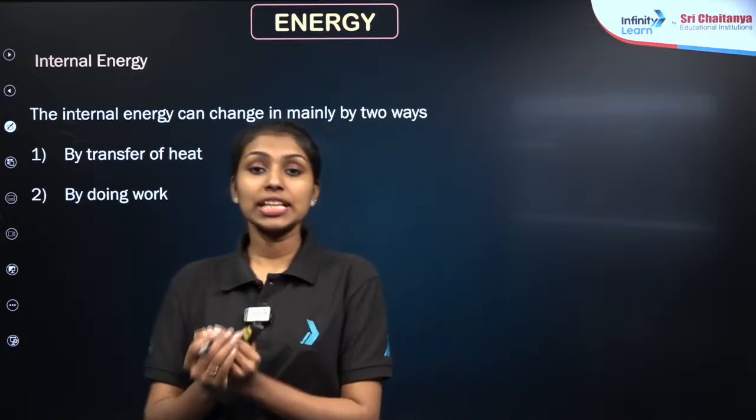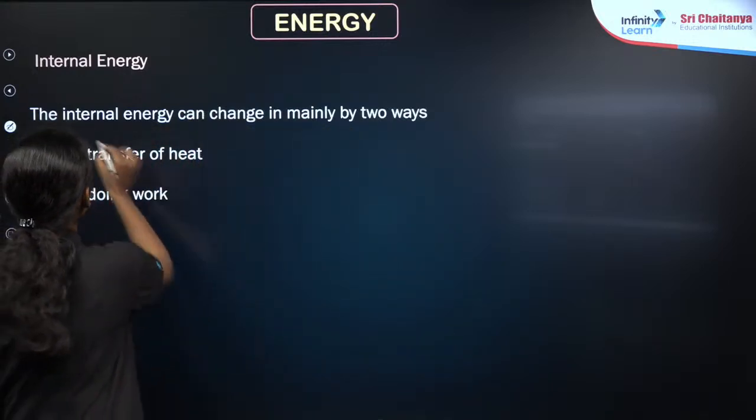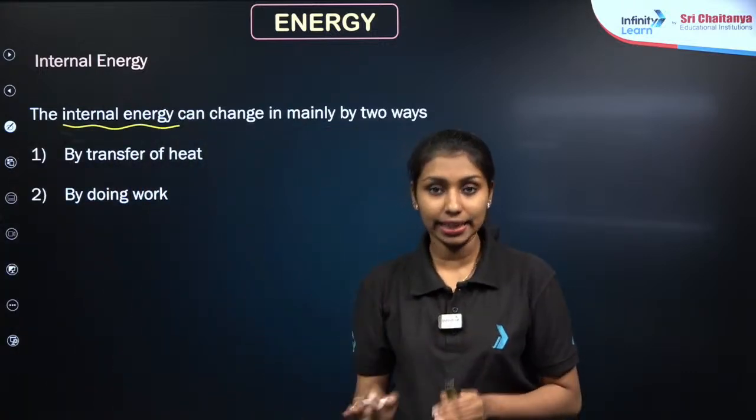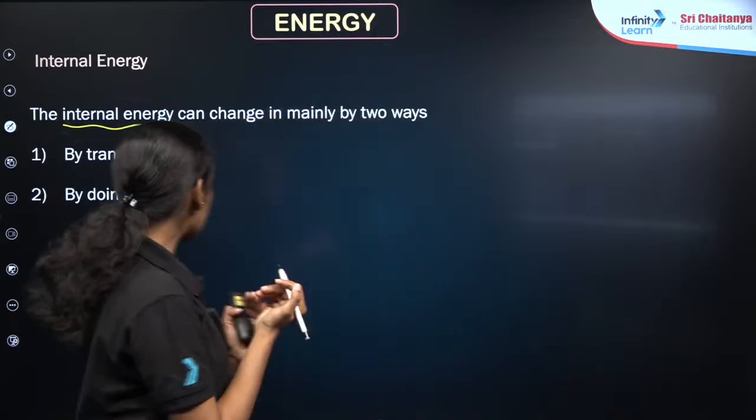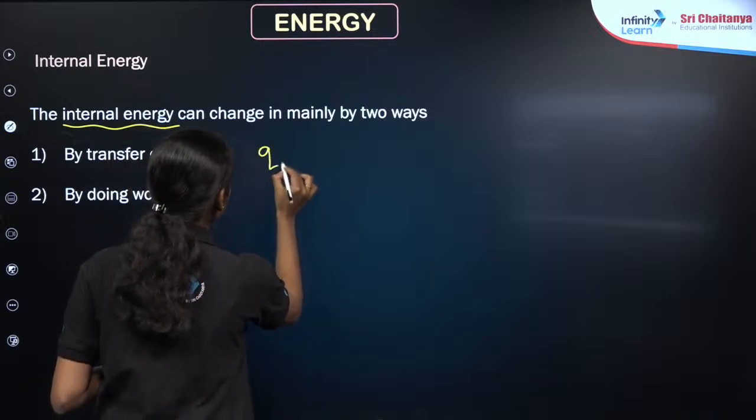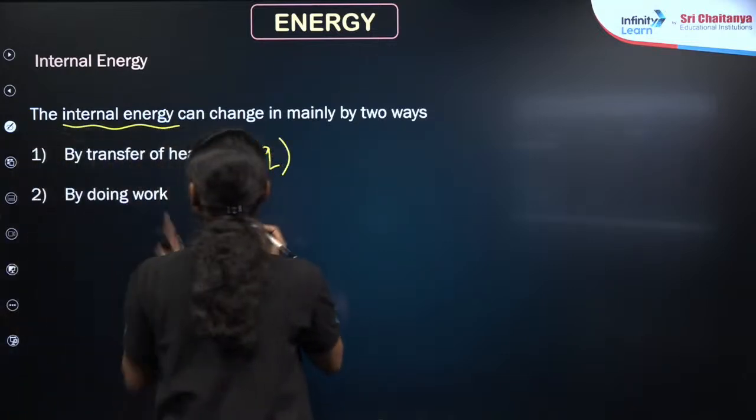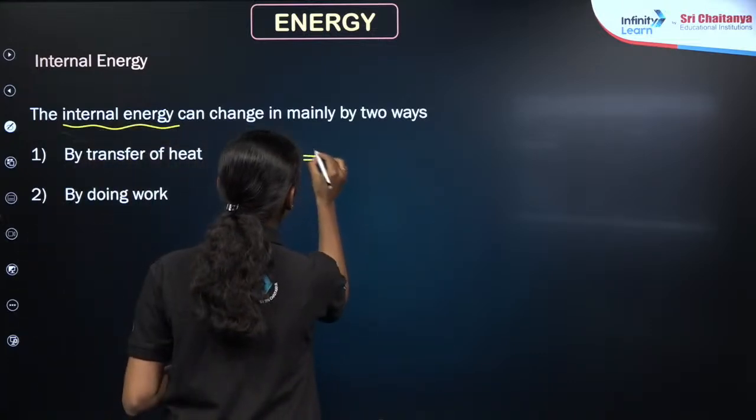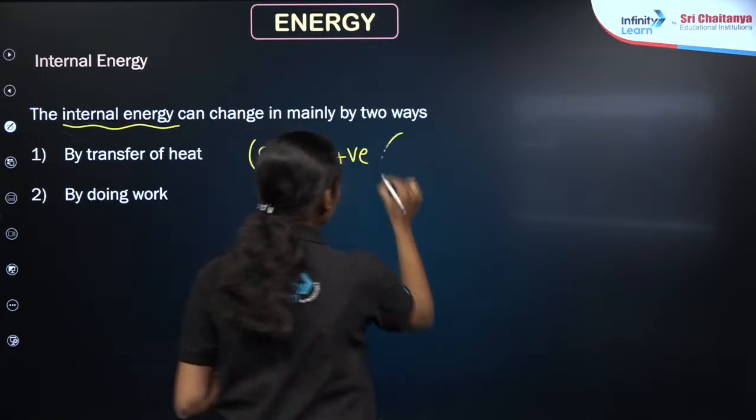Now, let us discuss the change in internal energy. How can the internal energy be changed? We can change the internal energy of a system either by doing work or by transfer of heat. I am denoting heat by small letter q. So by transfer of heat, internal energy changes. If heat is absorbed, q is positive for absorption of heat.